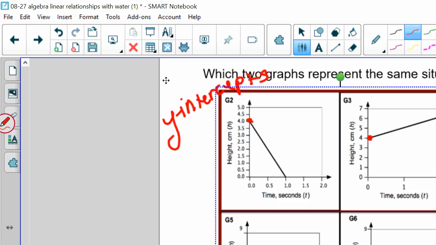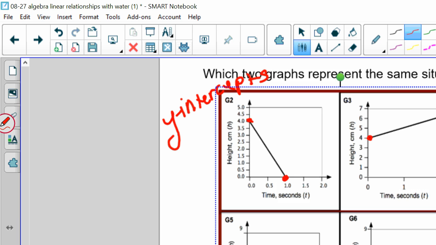Okay, so let's start with G2 since it comes first. G2 starts with how much water in the top? 4. So how much water has to be in the bottom? 2. So what does the y-intercept need to be for my second graph? 2. And it needs to be increasing, yes? Yes. What's my answer? It would be G6. Why does it have to be increasing? It's gaining water in the bottom. At the top, it's losing water, and at the bottom, it's gaining water. Make sense?